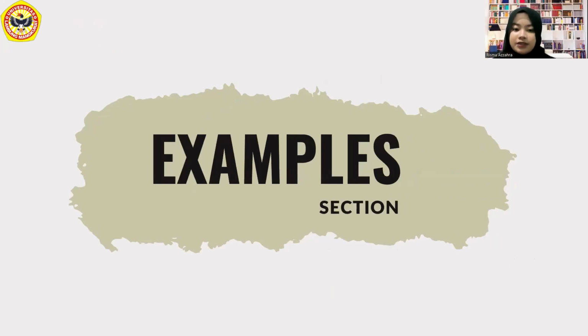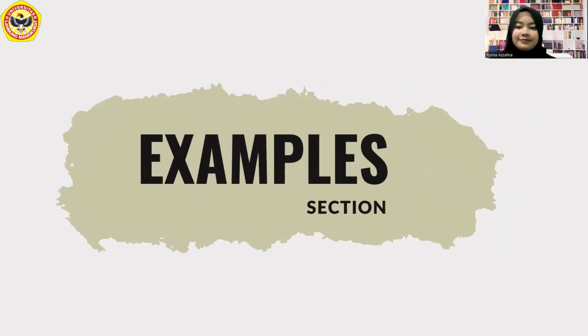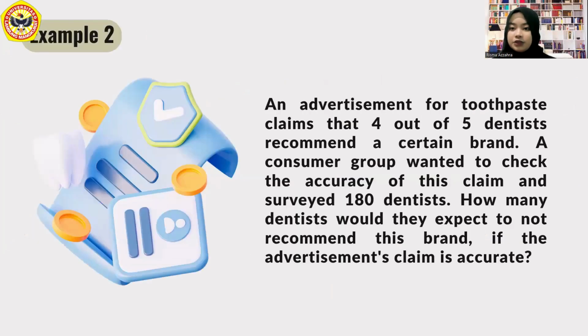Let's move on to the example section. Example two. An advertisement for toothpaste claims that 4 out of 5 dentists recommend a certain brand. A consumer group wanted to check the accuracy of this claim and surveyed 180 dentists. How many dentists would they expect to not recommend this brand if the advertisement claim is accurate?